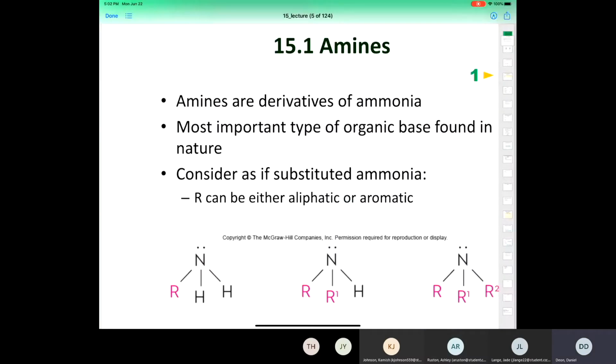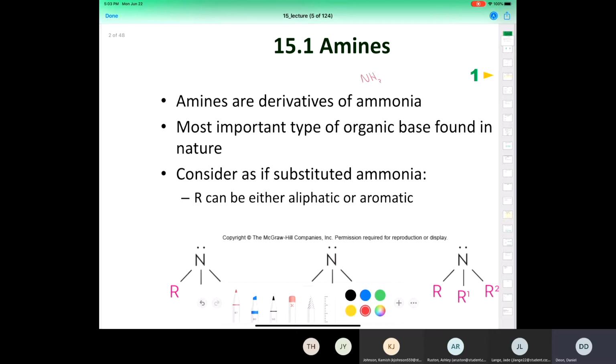Okay, so with that in mind, let's take a look at section 15.1. And again, I covered this in my video on YouTube. Just kind of want to go over it very quickly so that we're all on the same page before we get into section 15.2. And where we start is with amines, and amines are derivatives of ammonia.